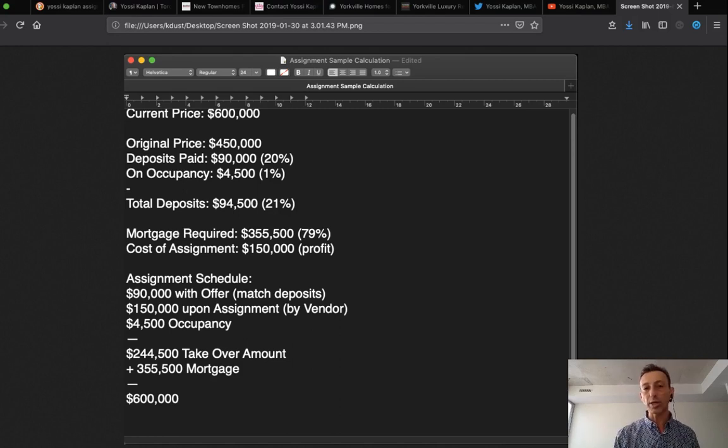Okay, so to recap, we sell the assignment at 600. It costs us 450. Our profit is 150. You're gonna buy the assignment. You're gonna match up all the deposits. You're gonna pay the vendor if anything is still owed, in this case 1% occupancy, sometimes more, sometimes none. So you come to the total deposit of 21%. The rest is mortgage. I didn't mention, but the vendor will want to see that you can actually pay the mortgage. So you're gonna bring a letter from your banker or mortgage broker that you have the ability to do so.